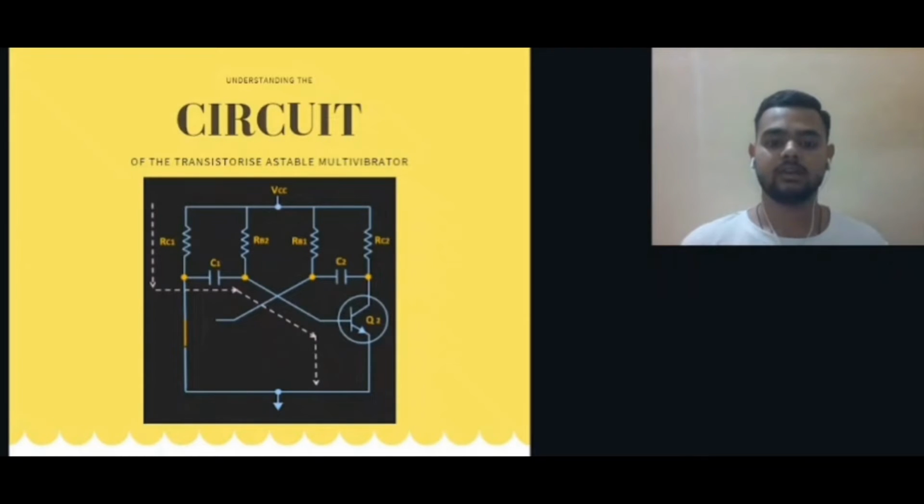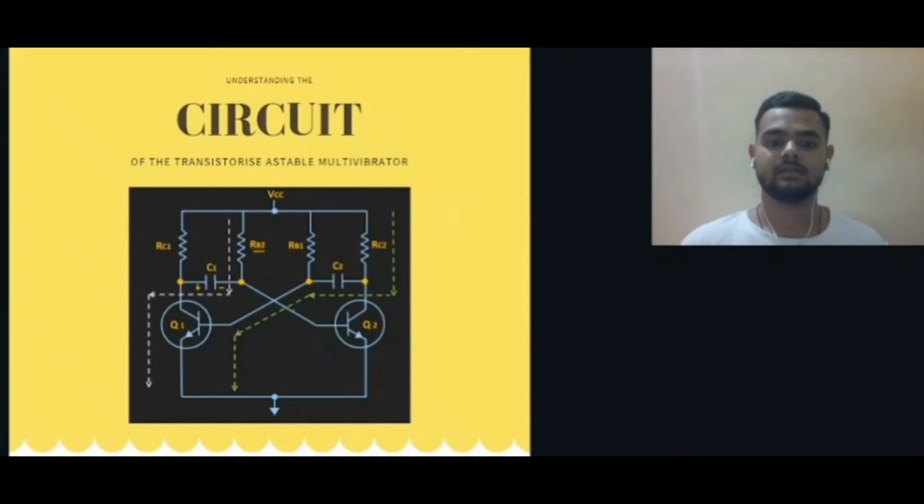And due to that, voltage minus Vc1 will appear across the transistor Q2 and it will go in the cutoff region. So this is the first state of the astable multivibrator, in which the voltage at the collector of Q1 is 0 volt and the voltage at Q2 is equal to Vcc, and hence one transistor Q1 is on and the second is off.